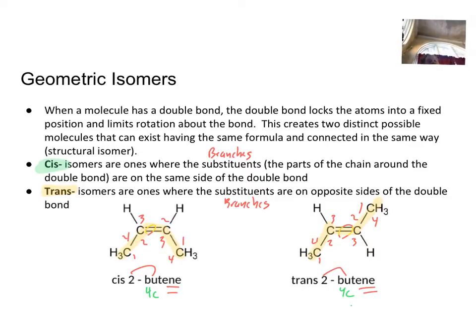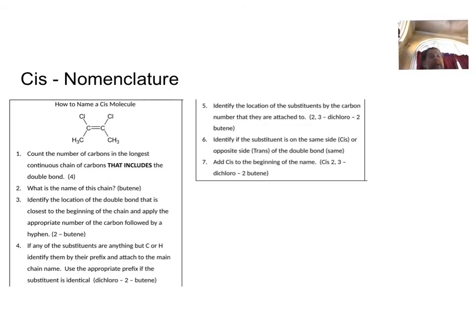Now, the term cis or trans in this case is telling us whether or not the substituents or the branches are on the same side, cis means same side, or opposite side, trans means opposite side of the double bond. So we'll walk through a couple of these together. So how to name a cis molecule.